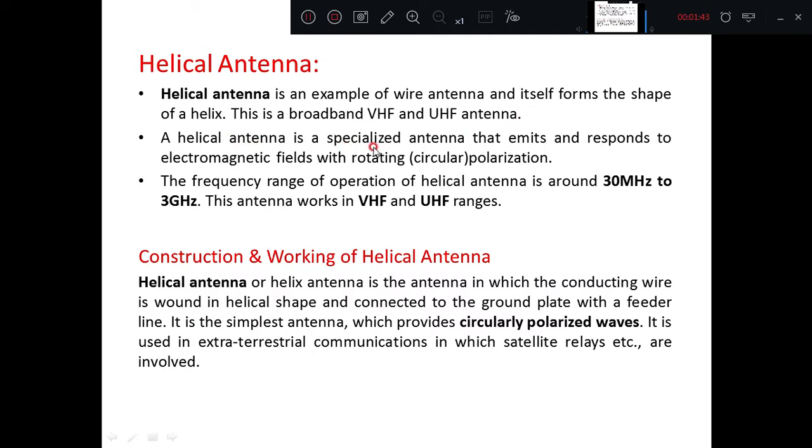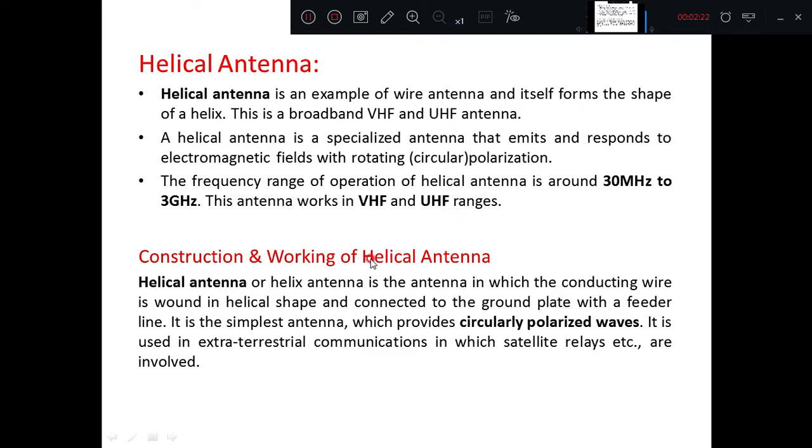And the helical antenna is a specialized type of antenna that emits and responds to electromagnetic fields with circular polarization. So in the basic class, hope you understood what circular polarization is in the basic antenna parameters. And the frequency range of this helical antenna is around 30 megahertz to 3 gigahertz, right? And as I mentioned in the first point, this antenna works in the VHF as well as UHF frequency range.